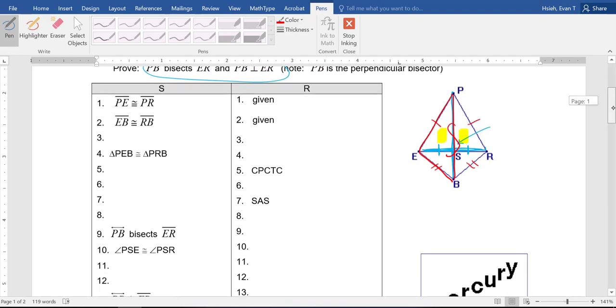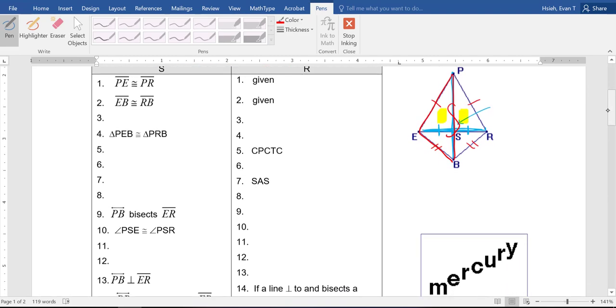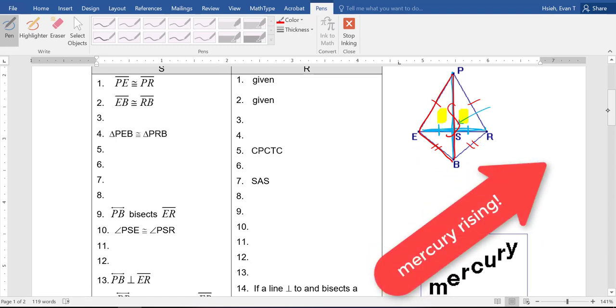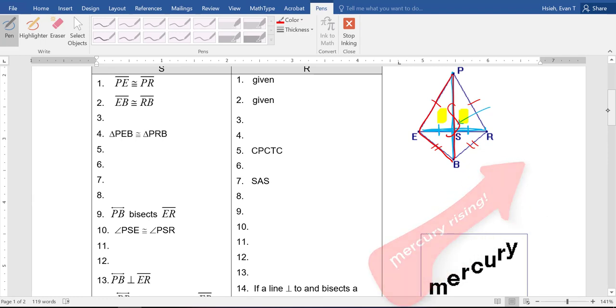Okay, so let's write this out. We kind of gave you some information here to give you a head start. It looks like you're trying to prove that the big ones are congruent, so PB is congruent to itself. It's just the reflexive property. So the triangles are congruent by SSS. And of course, you got 1, 2, 3 from that.